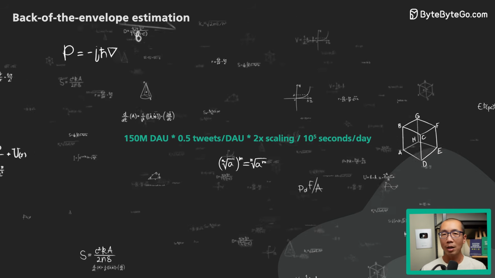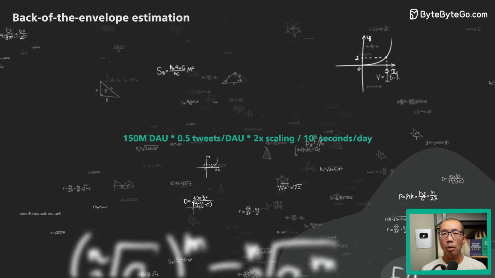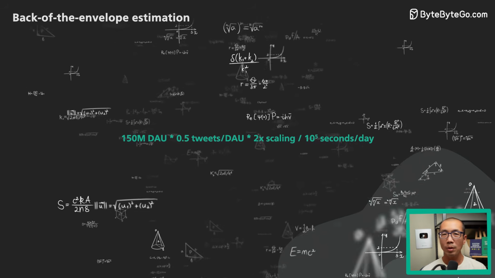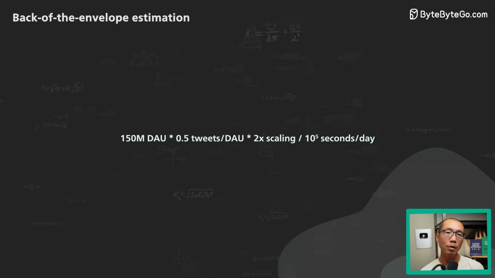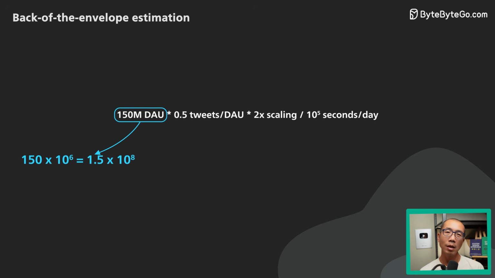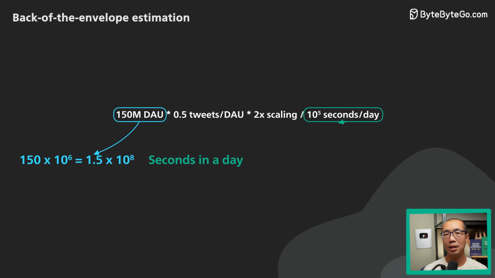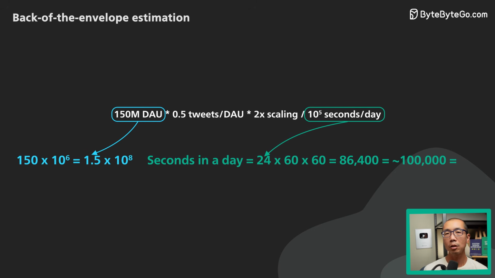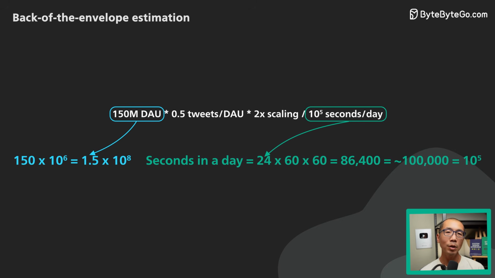By converting big numbers to scientific notation, part of the multiplication becomes simple addition, and division becomes subtraction. In the example above, 150 million DAU becomes 150 times 10 to the 6th, or 1.5 times 10 to the 8th. There are 86,400 seconds in a day. We round it up to 100,000 seconds, and that becomes 10 to the 5th seconds. And since it's a division, 10 to the 5th becomes 10 to the minus 5th.